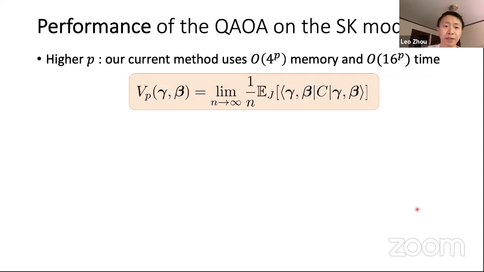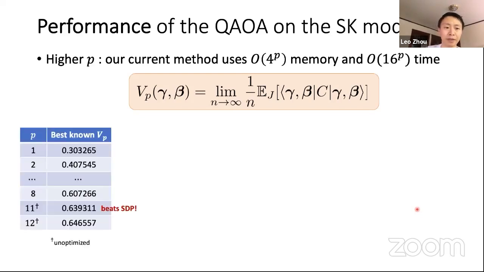And for higher P, as I mentioned, our current method uses exponential memory and time. But we're able to take it up to P equals 12, as I mentioned. So we started at 0.303 at P equals 1, and at P equals 11, we get 0.639, which is better than the 2 over pi number that's achieved by semi-definite programming.